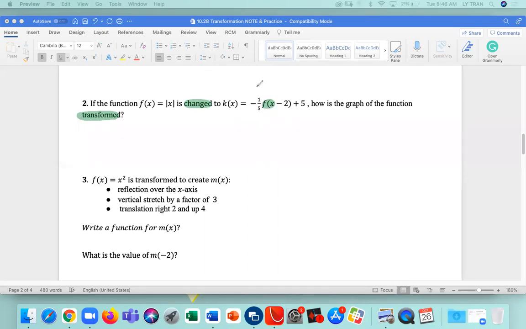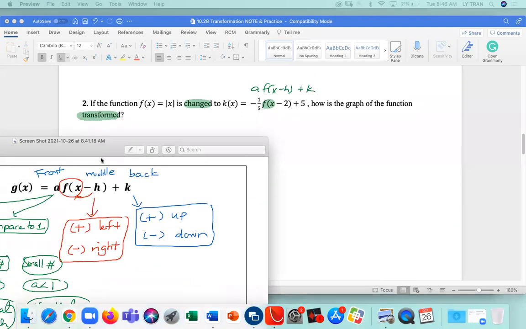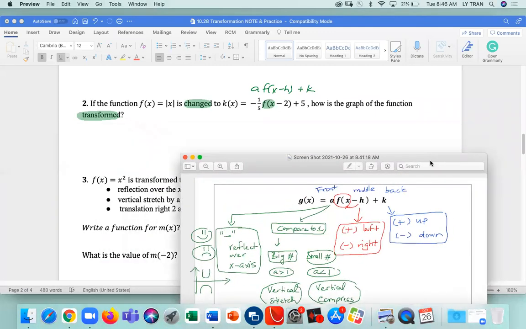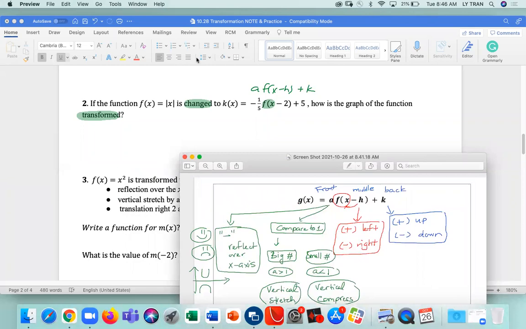So very simple, I have to write f of x minus h plus k. I'm going to use my special note right here to help me by matching it. So here we go. Let's take a quick look. What do we have in here? We have plus 5. So plus 5 belongs to k in the back, and right here it says add. So obviously I'm going to go up by 5.